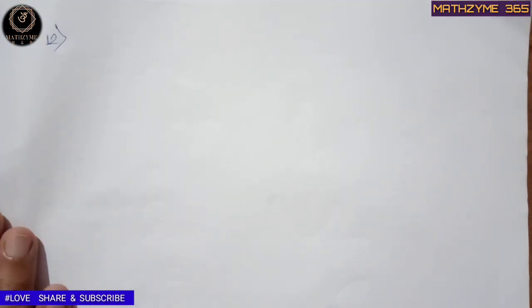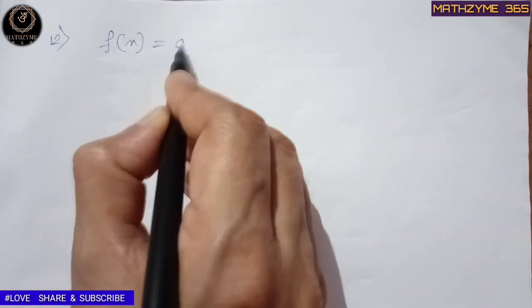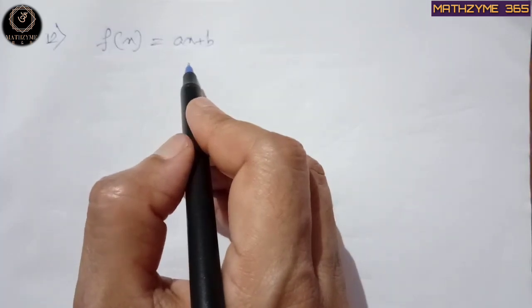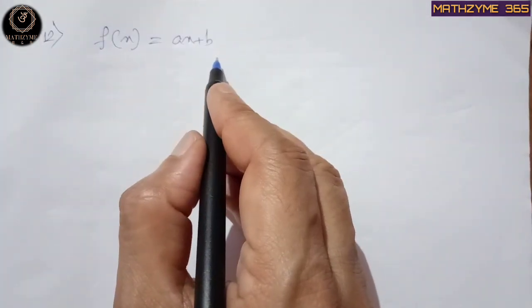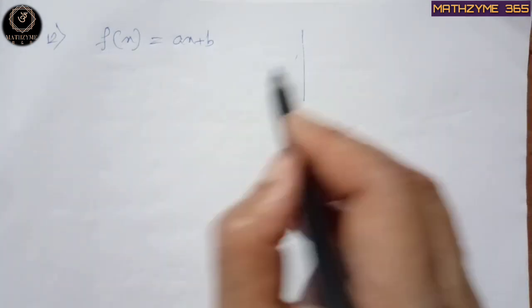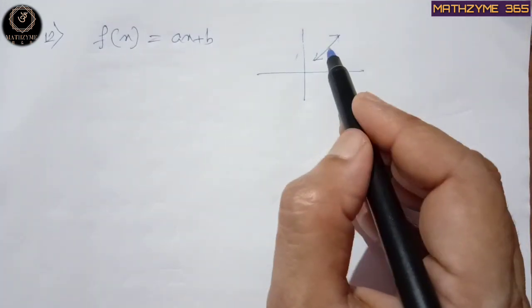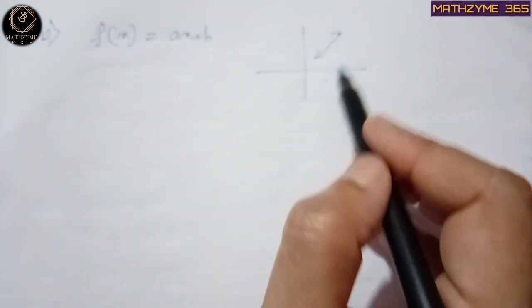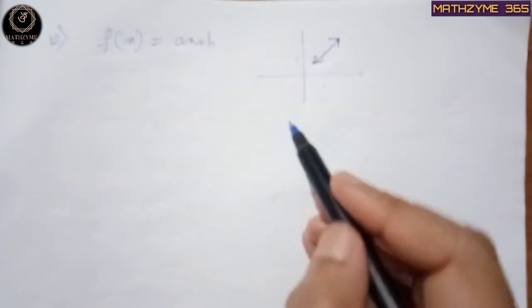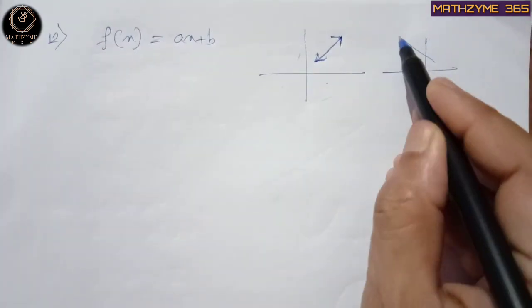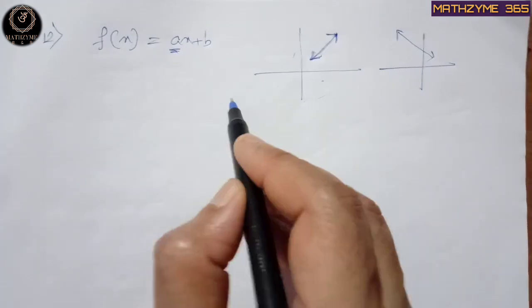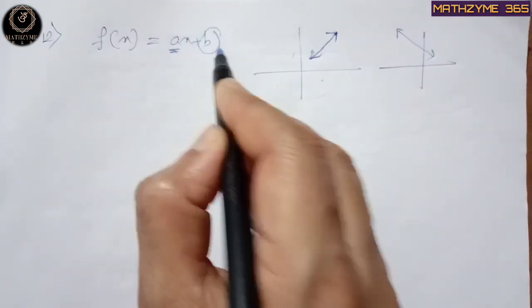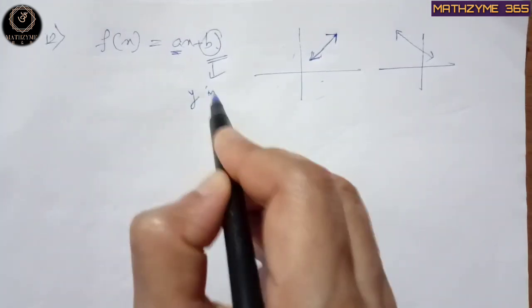Okay, now if we have a linear function, that is f(x) = ax + b, the graph is either of this form. It may be in the first quadrant or second quadrant or third or fourth or any position, but in this type or in this type. That is, the graph is a straight line, and here B represents the y-intercept.